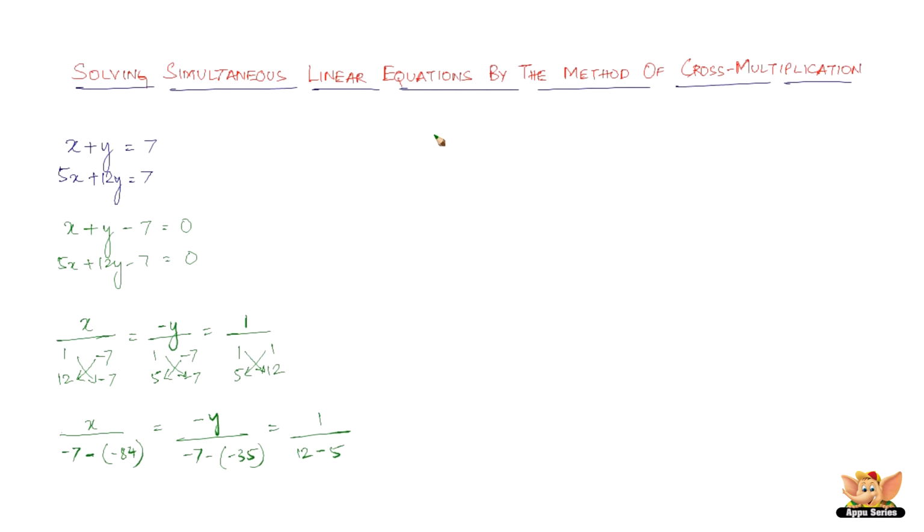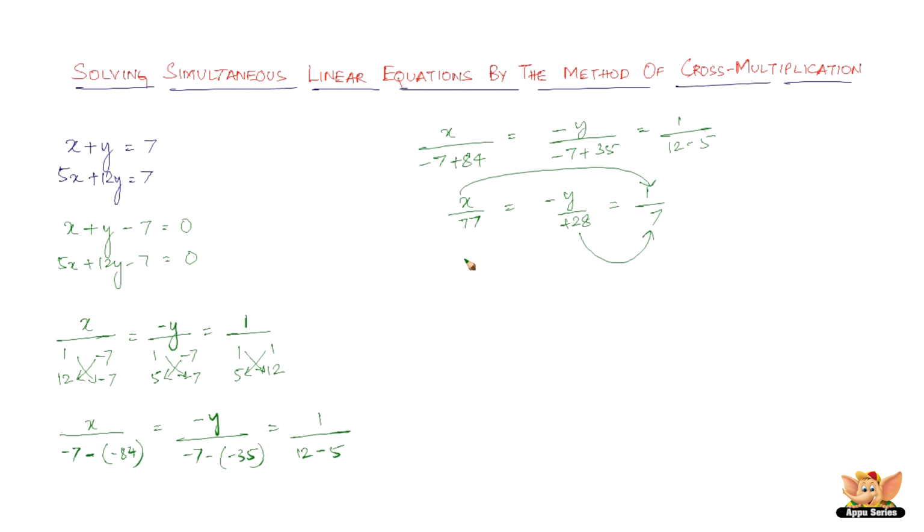So now solve this. We get x divided by minus 7 plus 84 equals minus y divided by minus 7 plus 35 equals 1 divided by 12 minus 5. So now solving this, we get x divided by 77, 84 minus 7 is 77, equals minus y divided by 35 minus 7 is 28, and this is equal to 1 divided by 12 minus 5 is 7. So now you need to find x, equate x by 77 to this one, and to find y, equate this again to this one. So x by 77 equals 1 by 7, or x equals 77 by 7, which is 11. 7 goes 11 times in 77. So therefore x is found to be 11.